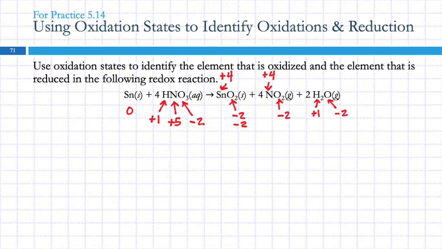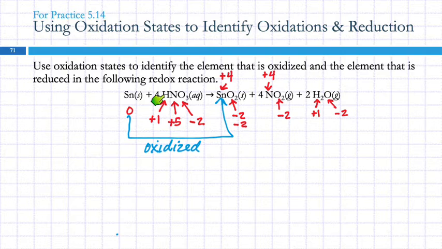So now, to identify things that are being oxidized and reduced, we're going to look for things whose oxidation states are changing. Well, let's start with the first one. So here's tin, it was 0, and what is it over here? +4. So it went from 0 to +4. Was that going up or down? That's going up. So that's being oxidized. The other way to think of it is, is the tin gaining or losing electrons? It's losing electrons if it's becoming more positive. OIL RIG: oxidation is loss of electrons.